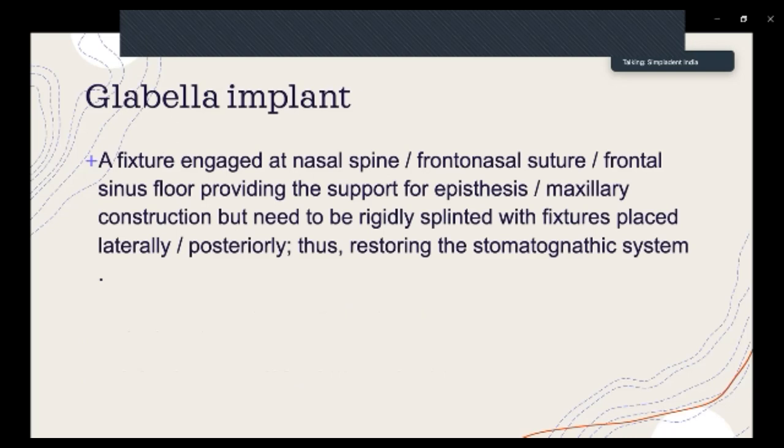So what is a glabellar implant? I've laid down a definition: it's a fixture engaged at the nasal root, frontonasal suture, or frontal sinus floor, providing support for an episthesis or maxillary reconstruction, but it needs to be splinted with fixtures placed laterally or posteriorly, thus restoring the stomatognathic system. It means with an individual glabellar implant, you're not going to put any crown. Like an individual zygoma, you're not going to load a single zygoma or a single pterygoid. They need to be splinted together.